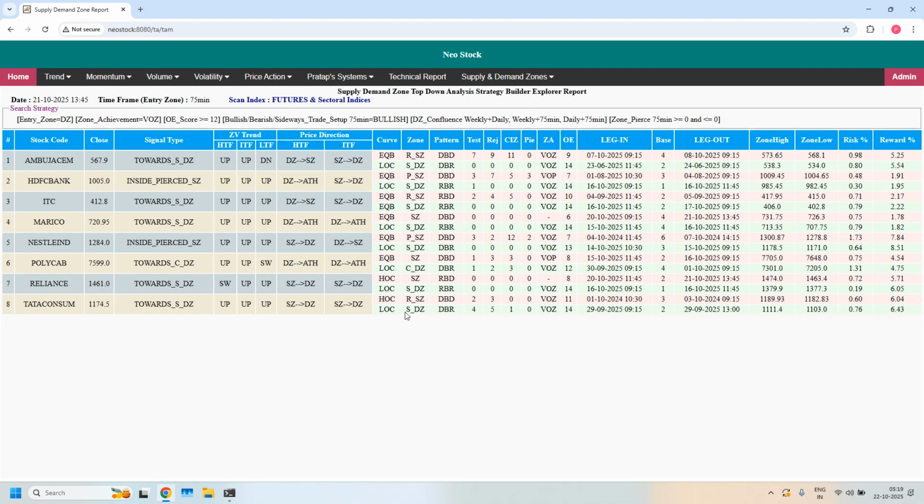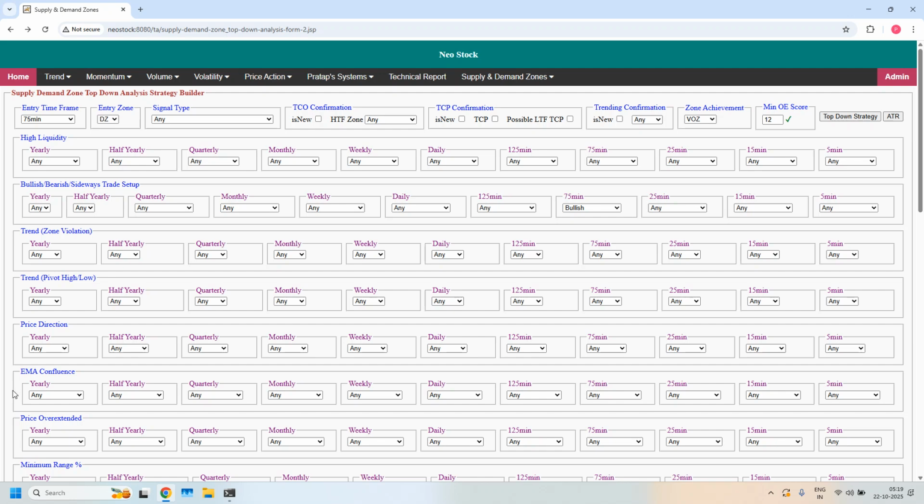In all the 8 stocks, all these 75 minutes demand zones overlapped with daily demand zone, both together again overlapped with monthly demand zone. And monthly trend is uptrend in all the stocks except 7th one. So ignore the 7th and remaining 7 stocks. Let's check if weekly demand, so sorry, this is not monthly, this is weekly. Let us check weekly demand zone having weekly EMA confluence.